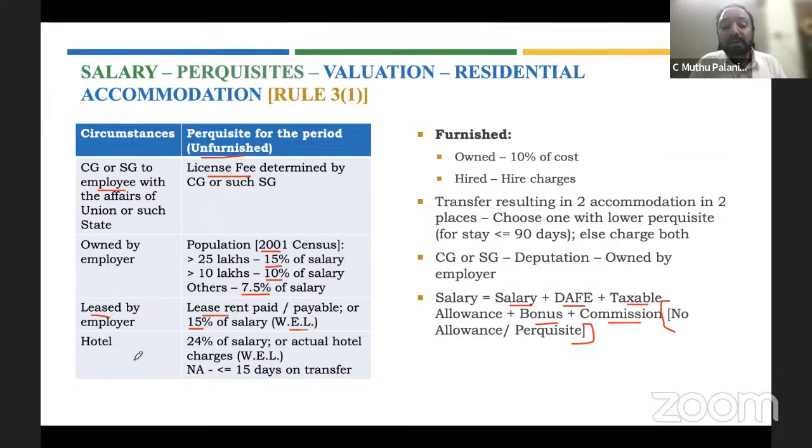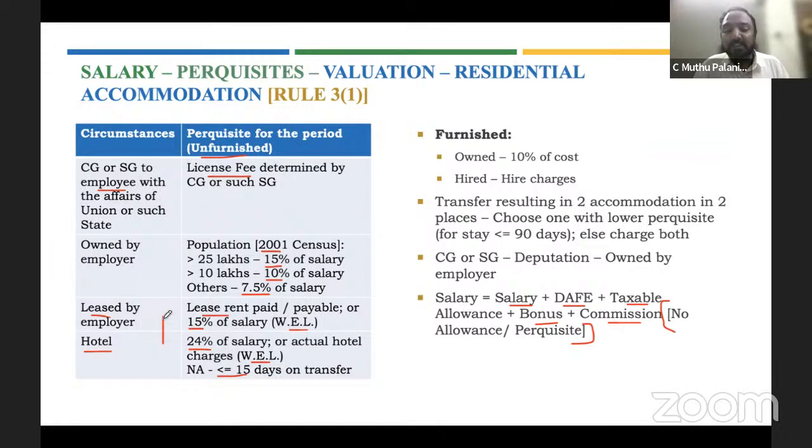What about if the employer gives me a hotel at the time of transfer? I'm shifting from Chennai to Mumbai. Employer says, I'll give you a hotel, you can stay in that. In that case, for not exceeding 15 days, it's not a perquisite. But in case it is more than 15 days, 24% of salary or actual hotel charges, whichever is lower.